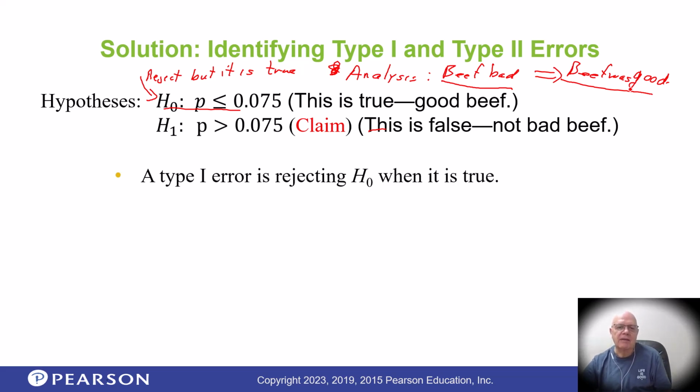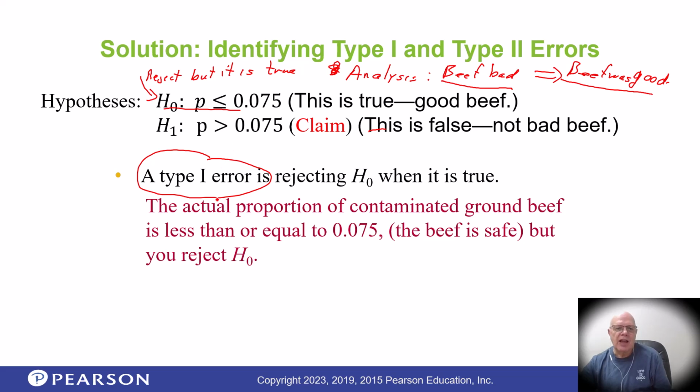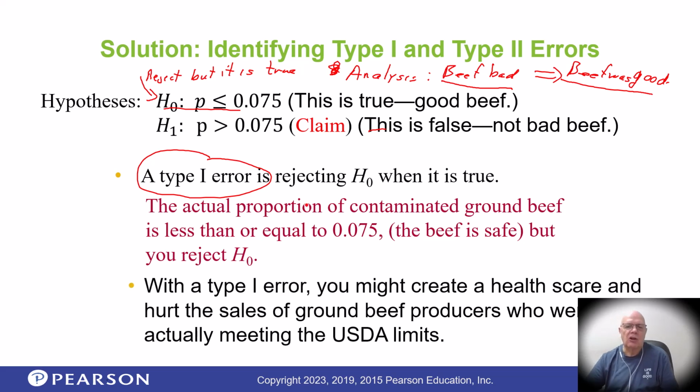Rejecting the null hypothesis when it's true, and that's a type 1 error. So the actual proportion is less than or equal to 0.075, which means the beef is safe, but you rejected the null. You said it wasn't good. So you create a health scare, and you hurt the sales for the ground beef producers. Good beef, and your results suggested to you that the beef wasn't good to eat.